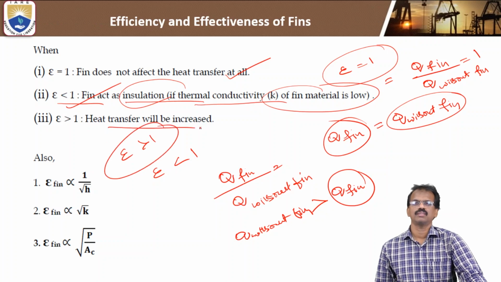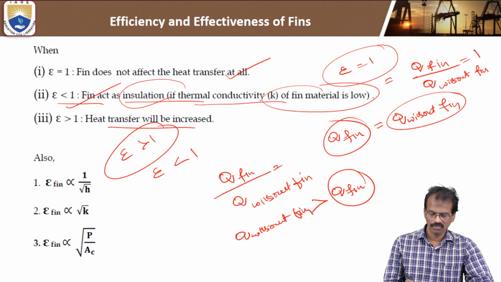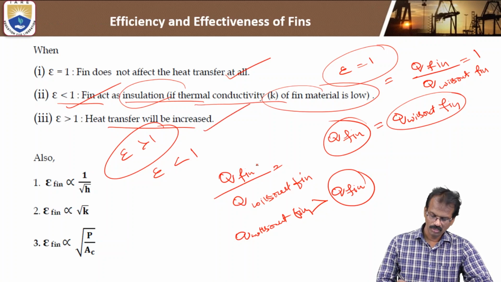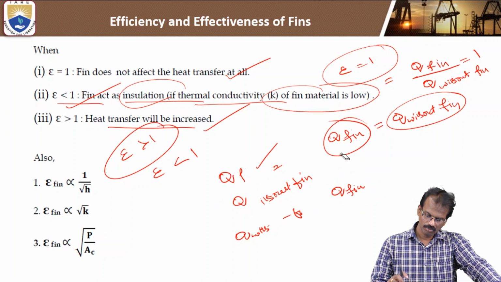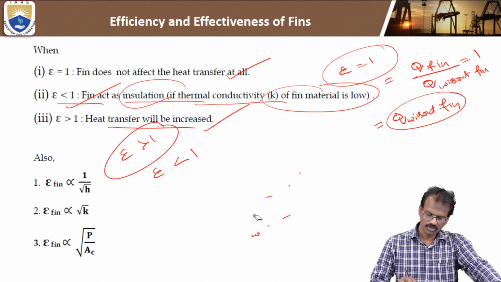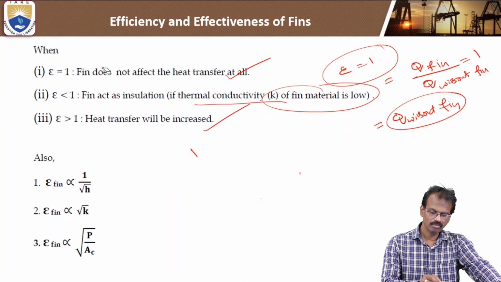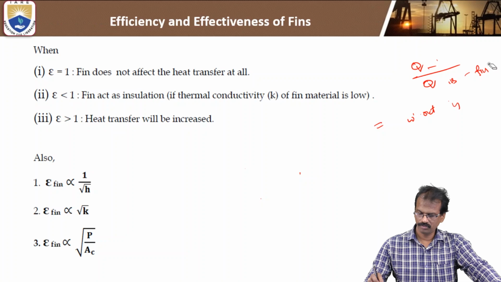If effectiveness is greater than 1, the fin is functioning effectively. It means heat transfer will be increased, so Q fin increases compared to Q without fin. So we require effectiveness greater than 1, which means the fin function is good, and then you can understand the performance of that fin also.